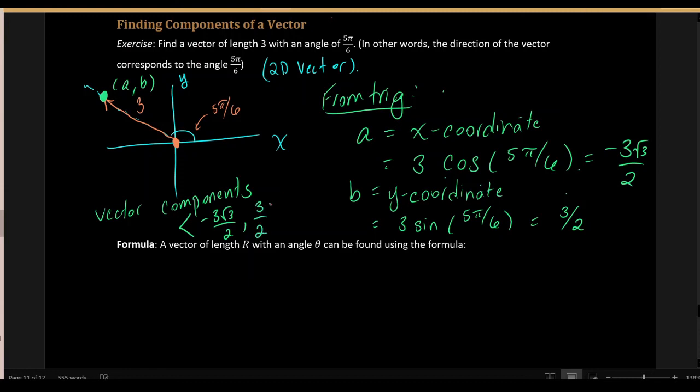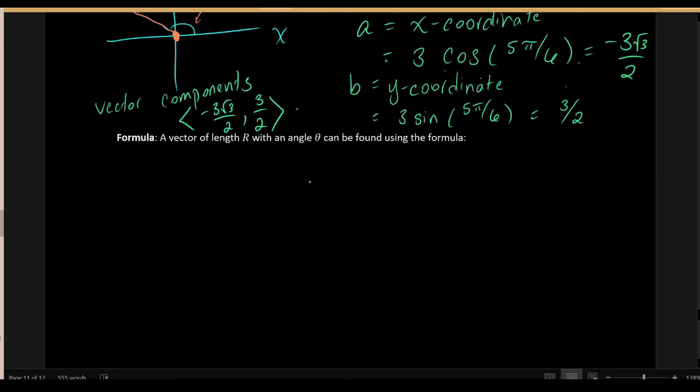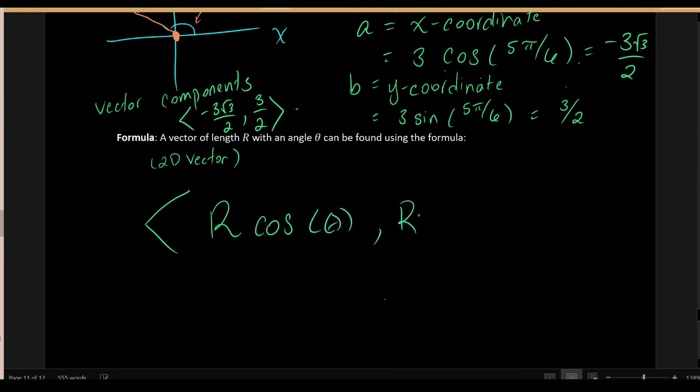is 3 over 2. I want to construct a formula for a two-dimensional vector with a specified length, let's call it capital R, and a specified angle, let's call it theta. Then I can just go ahead and take the specified length, multiply it by cosine of the angle, and the specified length, multiply it by sine of the angle, to get the x and the y components respectively.